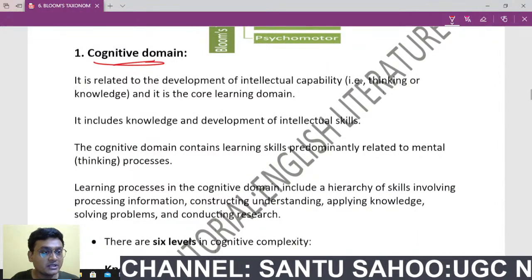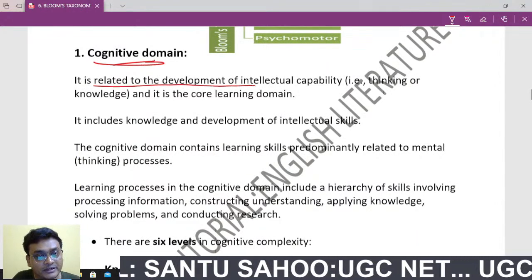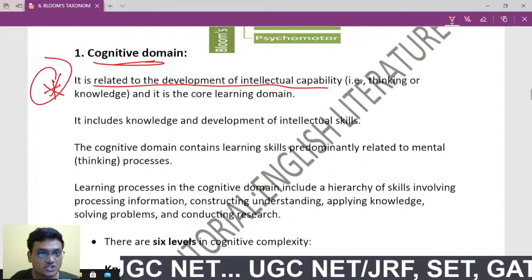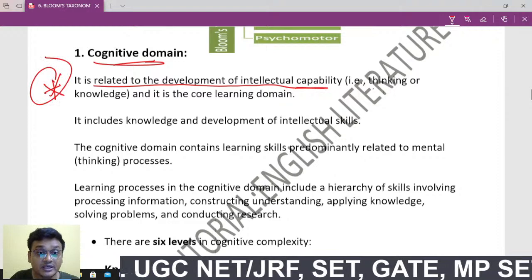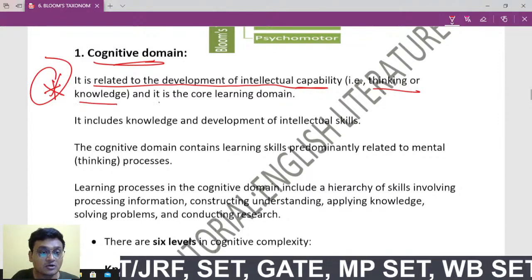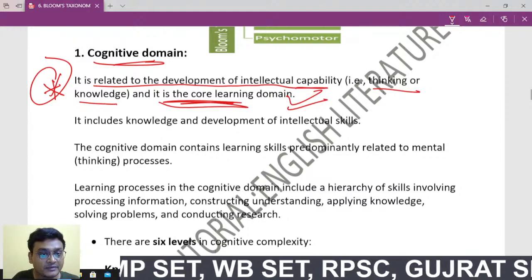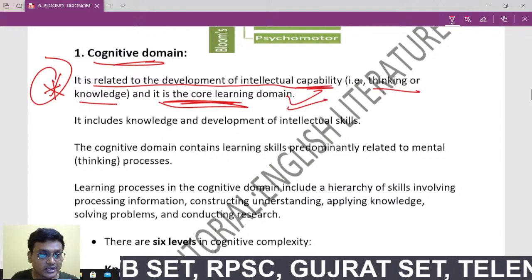Cognitive domain is related to the development of intellectual capability, that is thinking or knowledge. It is the core learning domain. It is related to the development of intellectual capability, that is cognitive domain.